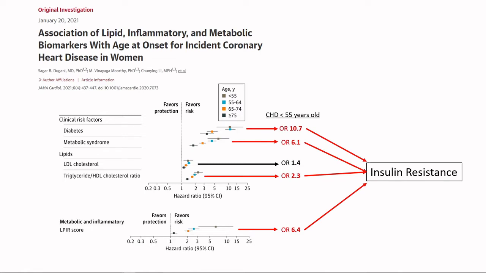I chose to highlight these 5 risk factors, as 4 of these 5 are directly related to insulin resistance, and the other, which is LDL, is the most publicized risk factor of coronary heart disease. All 4 of these markers of insulin resistance that the study looked at had the highest odds ratio for coronary heart disease before the age of 55.